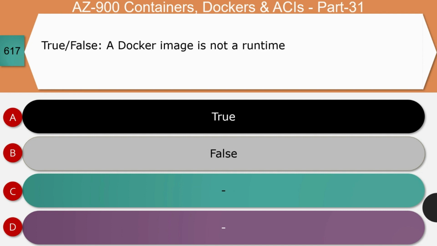Next question, true or false? A Docker image is not a runtime. The right answer for this question is true. Let's see the reason. A Docker image is not a runtime. It is rather a collection of file, library, and configuration file that build up an environment.